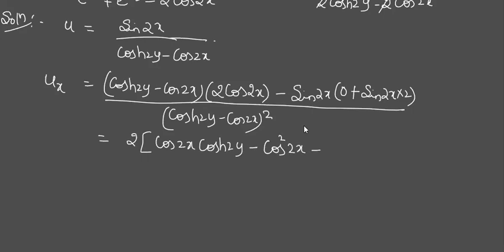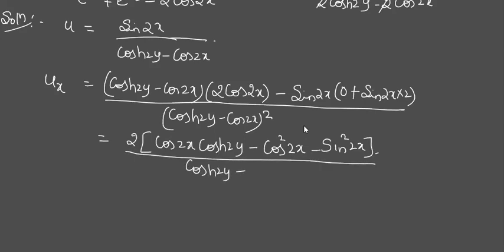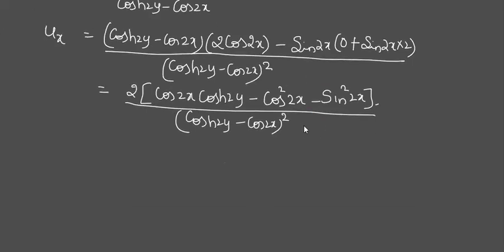Here, what will we get? We have taken 2 out. Sine into sine is sine square 2x, divided by cos hyperbolic 2y minus cos 2x the whole square. Correct? Can we do any simplification here? Minus cos square 2x minus sine square 2x is minus 1. Just take a minus common here. So cos square plus sine square, the value is 1.